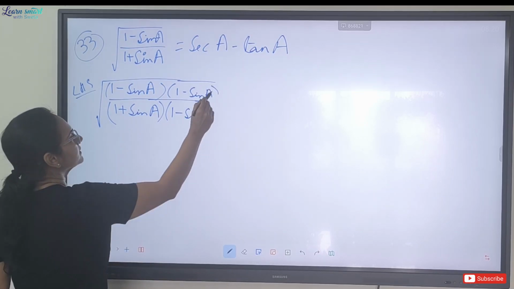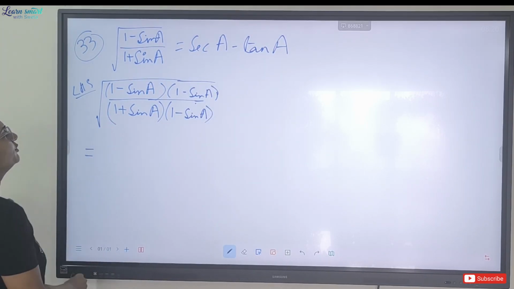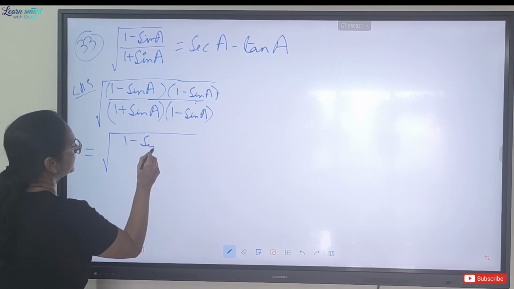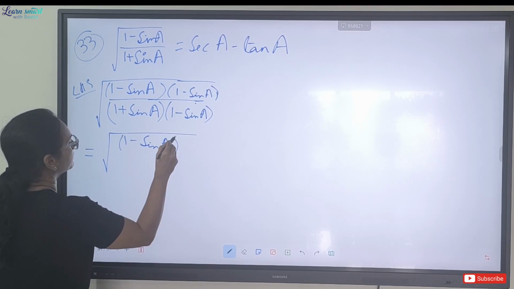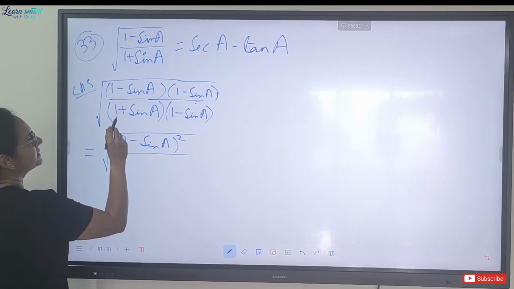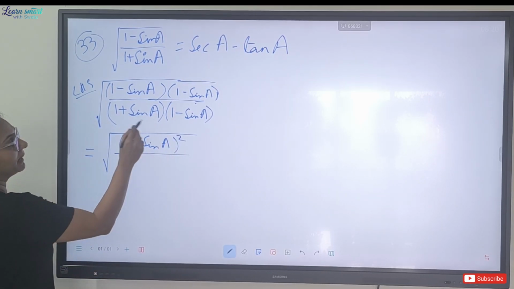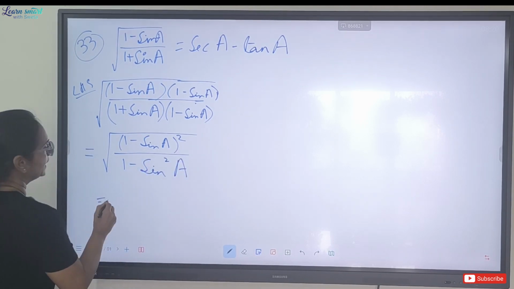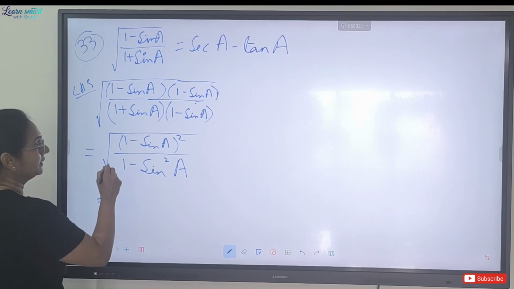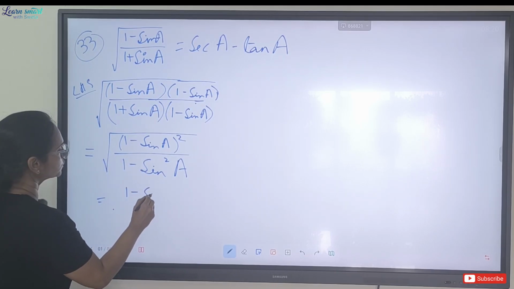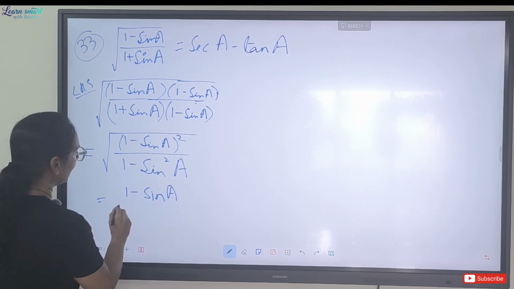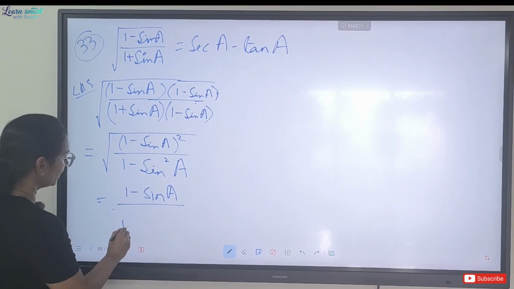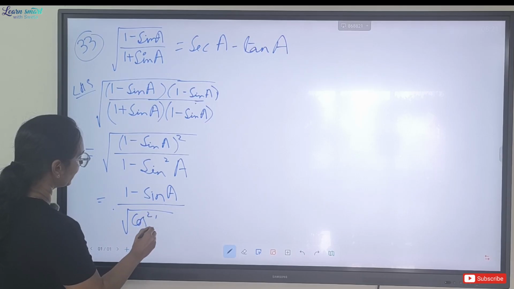So what do we get? Look at the numerator, 1 minus sin A into 1 minus sin A. We can write 1 minus sin A the whole square upon 1 plus sin A into 1 minus sin A. We can write 1 minus sin square A. Now 1 minus sin square A you can write as cos square A. So it will remain in root cos square A.